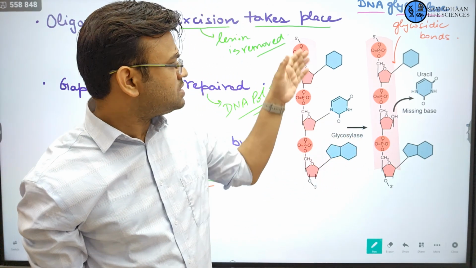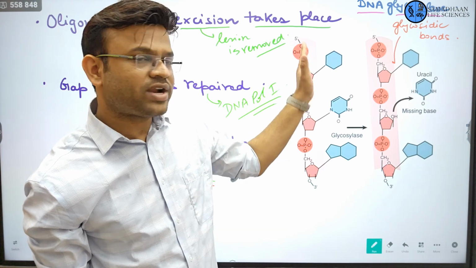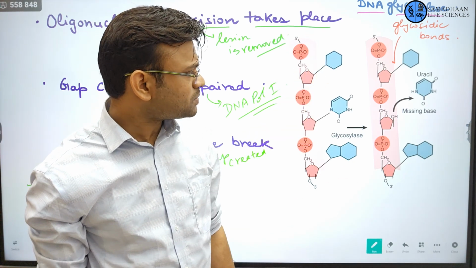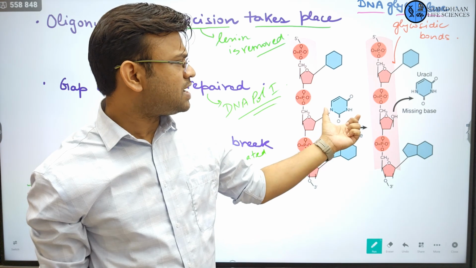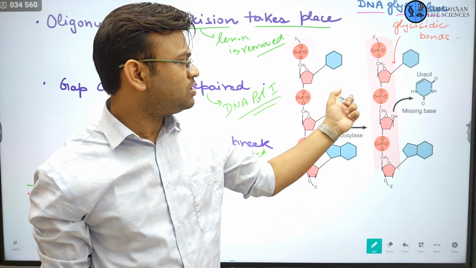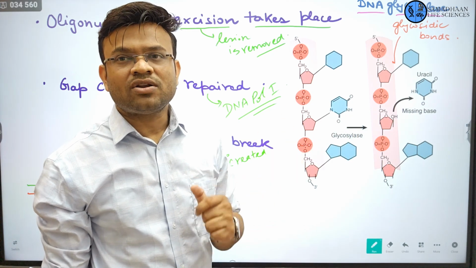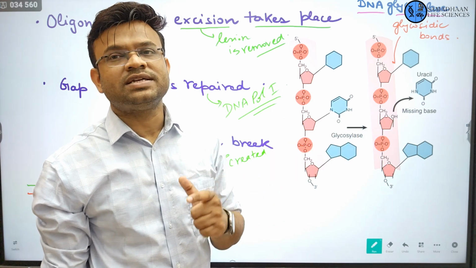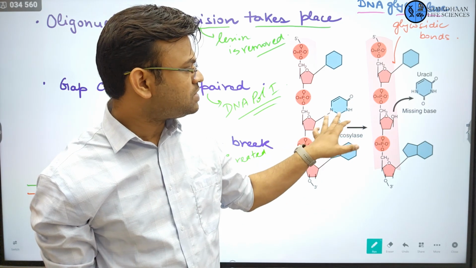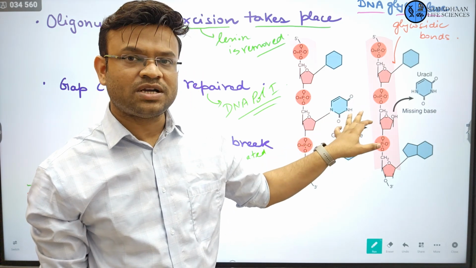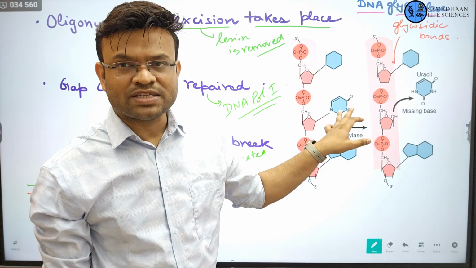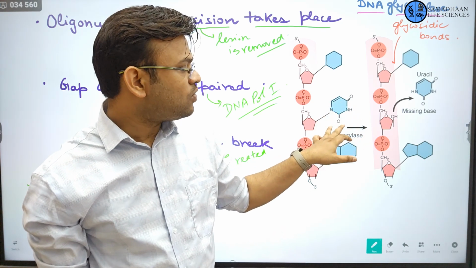For example, you can see that this is a DNA strand, and in this DNA strand this particular molecule, or this base, is uracil. Of course, uracil cannot exist in DNA. It should be present in RNA only. That means this is a faulty base that is present over here. It should be removed instantaneously. Now, how would you remove this?